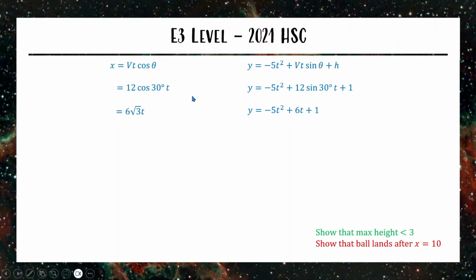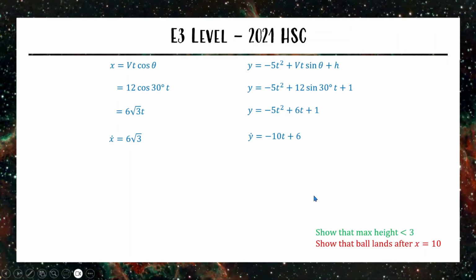So when you have your displacement equations and you want to find your velocity equations, all you've got to do is differentiate them. So the derivative of this is 6 root 3, and that's our constant x velocity. Differentiating our y equation, we get minus 10t plus 6, and this is our vertical velocity equation.